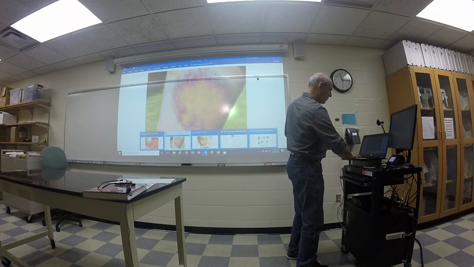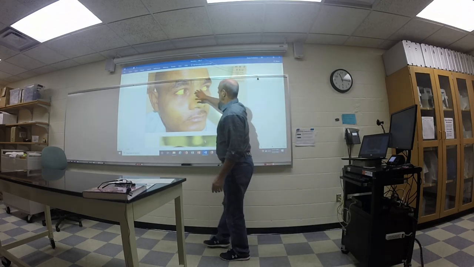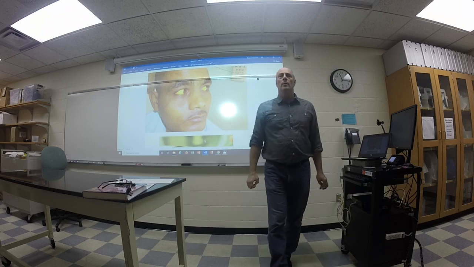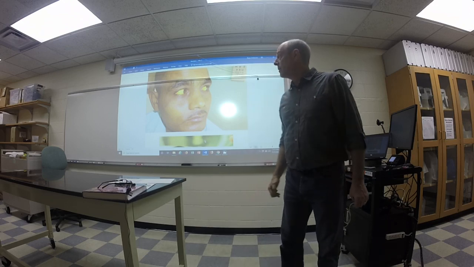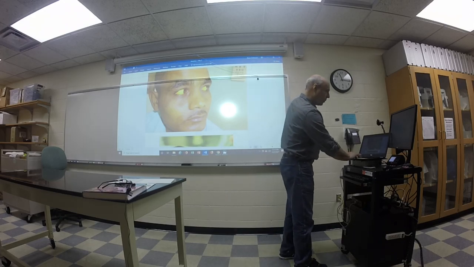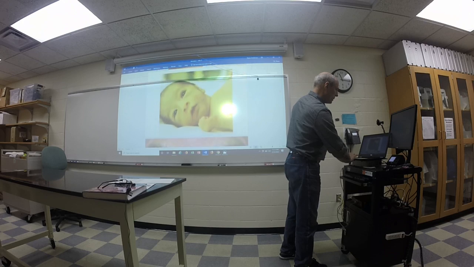And again, here's a picture of a gentleman that is displaying those symptoms. You can see it really shows up in the sclera of the eye, which should be white. Well, the buildup of bilirubin there has created a very yellow condition. Maybe more commonly, you'll see it in babies.